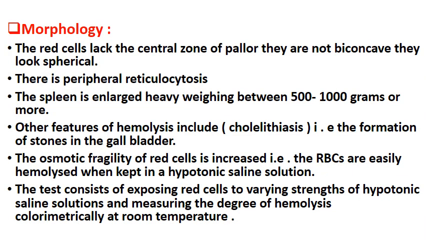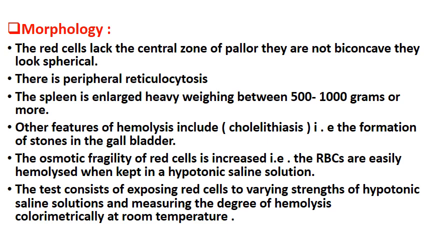Morphologically, the red blood cells lack the central zone of pallor. They are not biconcave; they look spherical. With peripheral reticulocytosis, the spleen is enlarged, heavy, weighing between 500 and 1000 grams or more. Other features of hemolysis include cholelithiasis, which is the formation of gallstones, and the osmotic fragility of the red blood cells is increased.